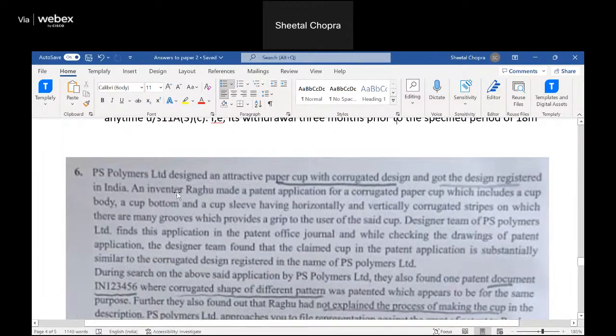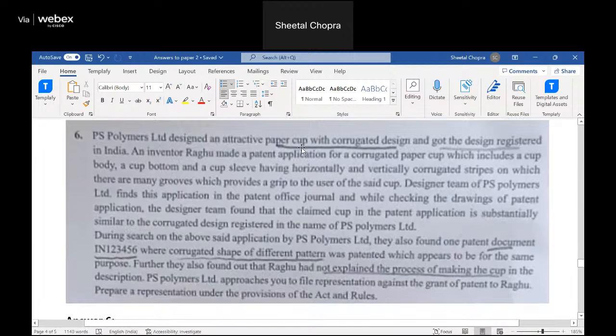Another question: PS Polymer Limited designed an attractive paper cup with a corrugated design and got the design registered in India. An inventor, Raghu, made a patent application for a corrugated paper cup, which includes a cup body, a cup bottom, and a cup sleeve having horizontally and vertically corrugated stripes, on which there are many grooves, which provide a grip to the user of the cup. The designer team of PS Polymer finds his application in the Patent Office Journal, and while checking the drawings, found that the claimed cup in the patent application is substantially similar to the corrugated design registered in the name of PS Polymer Limited.